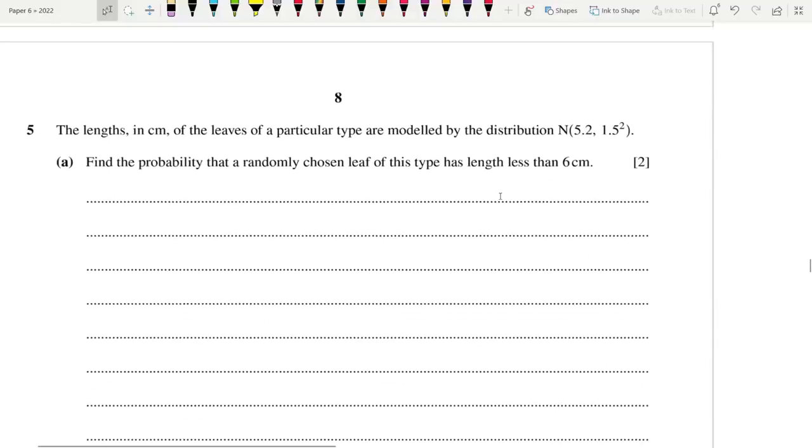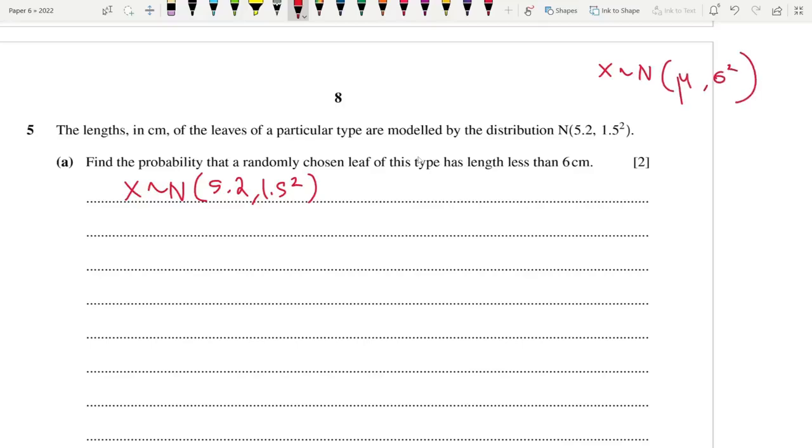So for question 5, the lengths in centimeters of the leaves of a particular type are modeled by this distribution. X is normally distributed, N(5.2, 1.5²). X is normally distributed where the first symbol is mu and the next one is sigma squared, which is basically the variance, right? So find the probability that a randomly chosen leaf of this type has length less than 6.